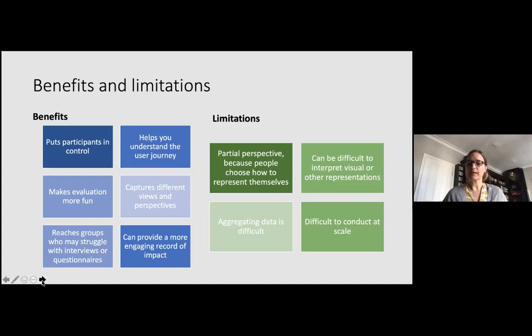Aggregating data is difficult. You're not sending out a survey to hundreds or thousands of people where people answer the same questions or give similar answers. If that's your aim, then creative data collection tools are probably not the best tool to use, because you end up with lots of really in-depth data, but it's very personalized and individual, and it's difficult to conduct at scale. Again, it's not like you're sending out a survey. These are tools that you use one-to-one or in small group settings, so it's more difficult to use on a larger scale.